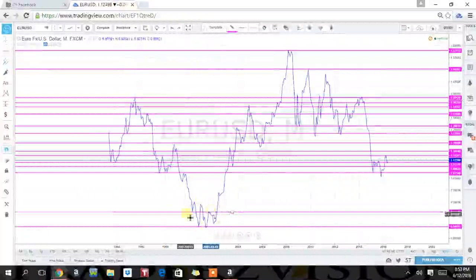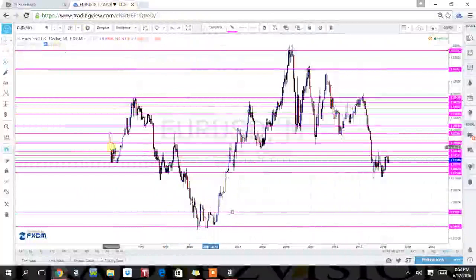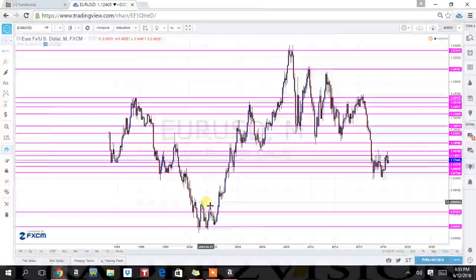Let's see. This as well fails here. Acts as support, fails under it, acts as resistance. Let me see how this looks. I'm gonna say right here as well.